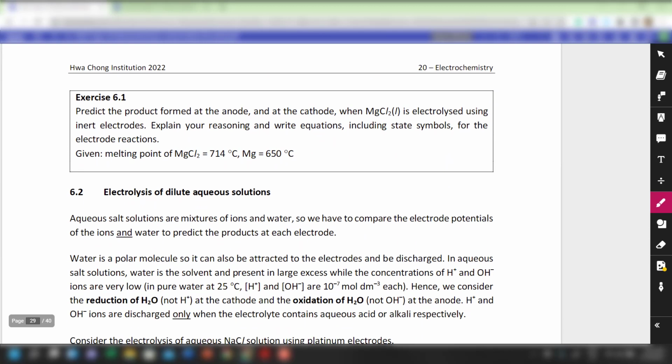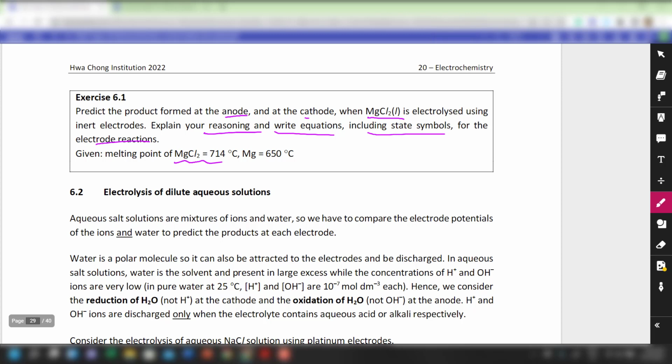Right, okay, so next we'll first look at exercise 6.1, where you are required to predict the product formed at the anodes and the cathodes when liquid magnesium chloride is electrolyzed using inert electrodes. Explain your reasoning, and write equations including state symbols for the electrode reactions. You are given the melting point of magnesium chloride, which is 714 degrees Celsius. The melting point of magnesium is 650 degrees Celsius.